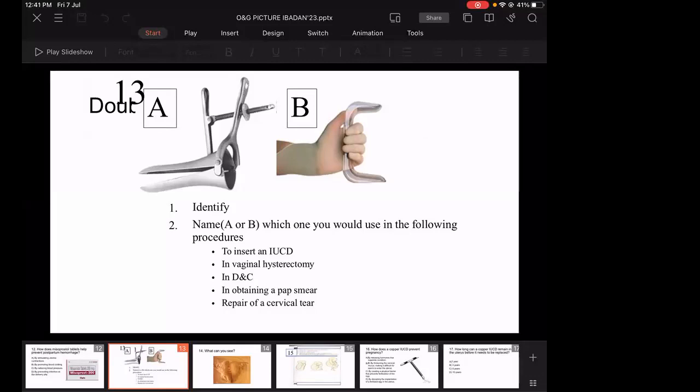So which one will you use in inserting an IUCD? Cusco. In vaginal hysterectomy? Sims. Yes. In D and C? Cusco speculum. Yes. In obtaining a pap smear? Cusco. Repair of a cervical tear? Sims. Yes. So the difference is Cusco is self-retaining, while B is not a self-retaining retractor. But both are retractors.